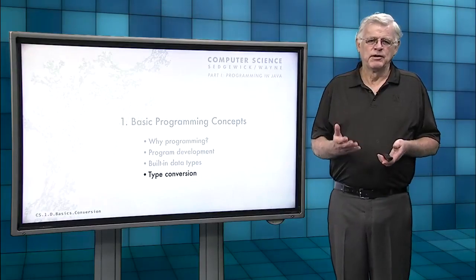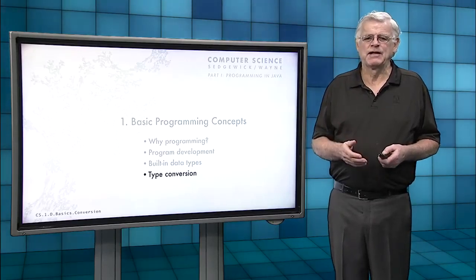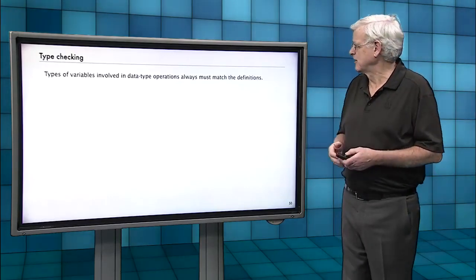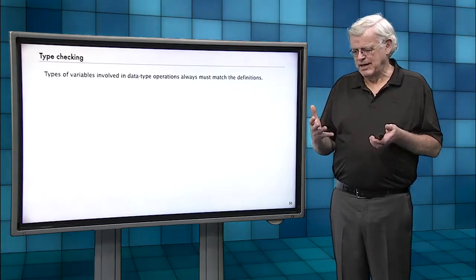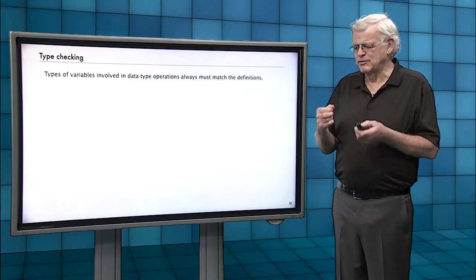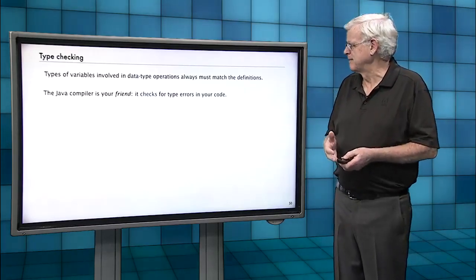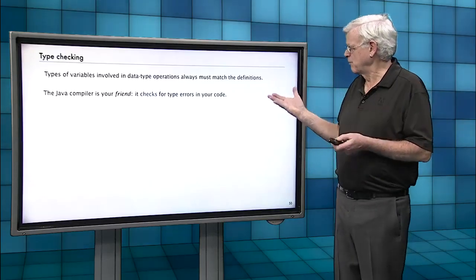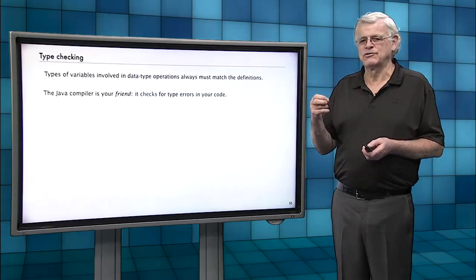We're going to finish with a brief discussion of converting from one type to another. We've already touched on that several times, but it's worthwhile to take a look at it explicitly. Now, the thing about the computer language and the concept of data types is the variables involved in a data type operation have to be of the right type. It's only defined for that. And that's why we appreciate the idea that the Java compiler can check for type errors in the code.